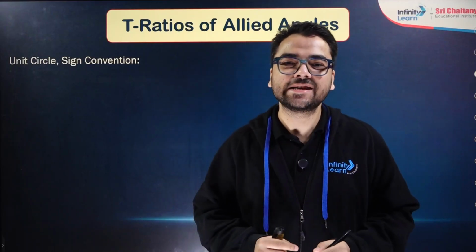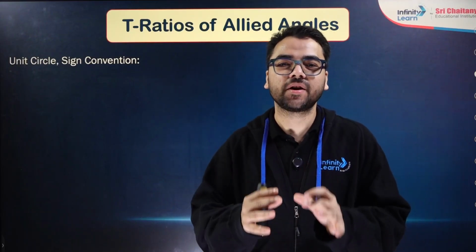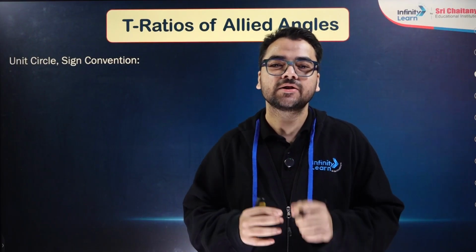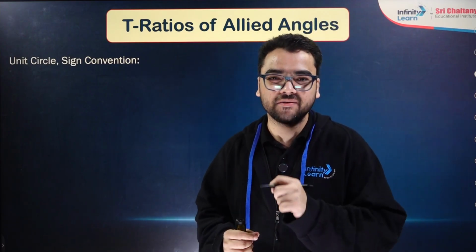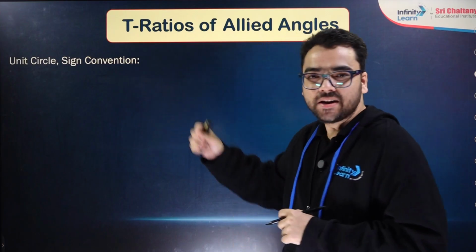Hello everybody. In this video, we are going to talk about trigonometric ratios of allied angles. So first we'll talk about sign convention and all those things. Let's start with it. So unit circle and sign convention.